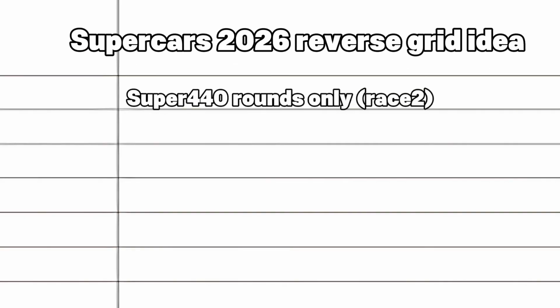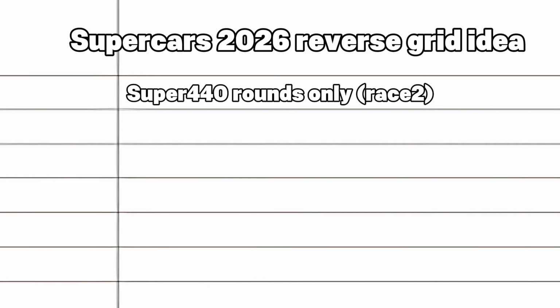So I've thought of an idea as your resident Supercars fan here on YouTube, how I would bring back the whole reverse grid spiel and still keep Boost involved somehow. So this would be utilised for the 440 rounds only, so those 3 race formats. This would be race 2. You'd have race 1 and race 3 as qualifying normally, but race 2, that would be a half points race. You know why? Because that would be the reverse grid race.